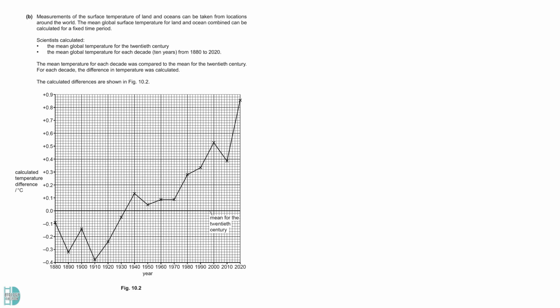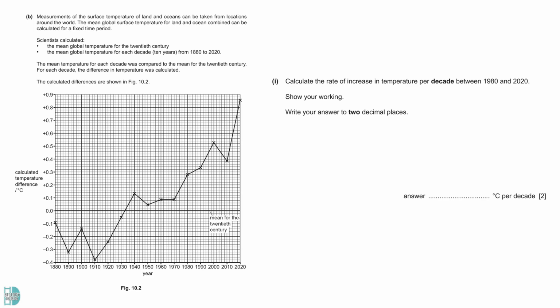In B, we have a graph that shows the temperature difference of each decade compared to the 20th century. 1 wants you to calculate the rate of increase in temperature per decade between 1980 and 2020. First, find the difference between the starting and the end point. Then, divide by 4 as they are 4 decades from 1980 to 2020.